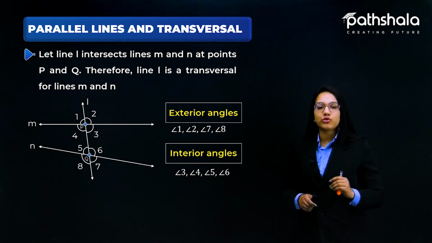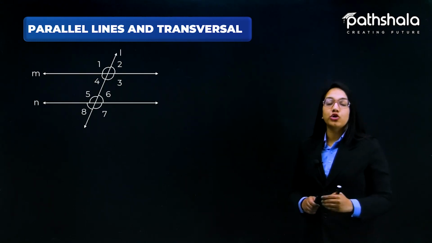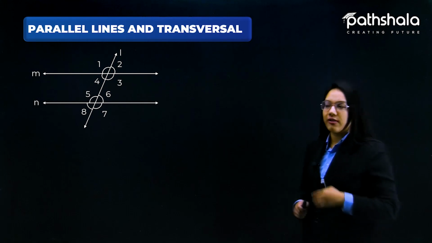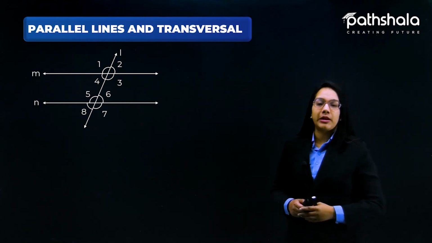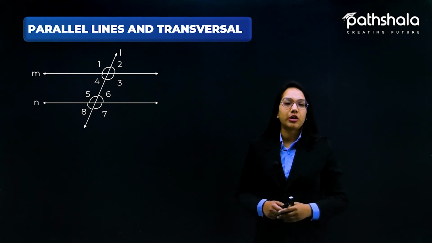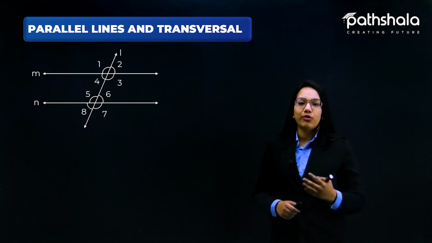Let us now recall the angles that we are already aware of. First of all, let us take a figure in such a manner that I have two parallel lines, M and N, such that L is intersecting these lines, and there are some angles forming, that is 1, 2, 3, 4, 5, 6, 7, 8.